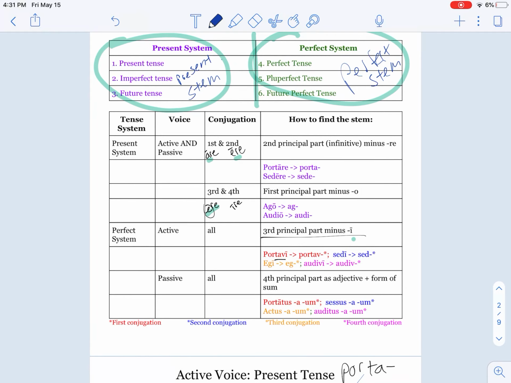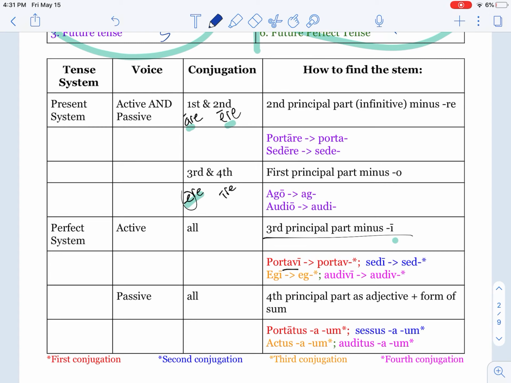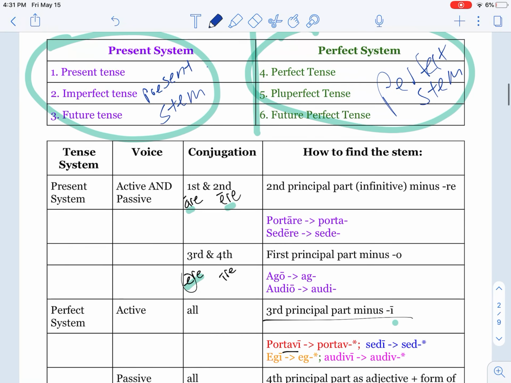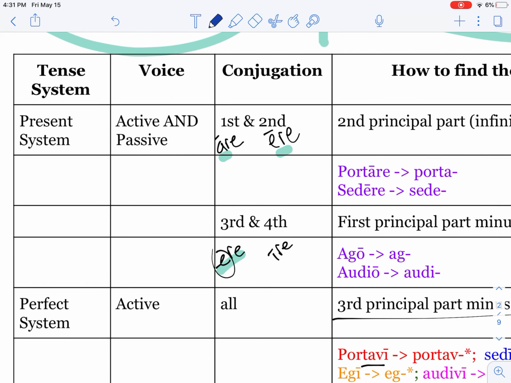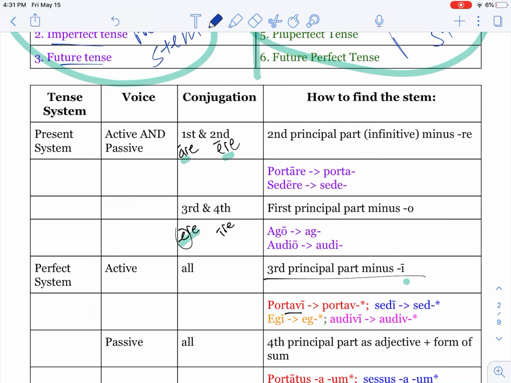So when we're talking about how to find the stem of a verb, no matter what tense you're trying to form, you're going to start with a stem, and you're going to add endings. Everything's in the verb ending, so that's an important point to remember. To find the present stem, you have to decide which conjugation a verb is. If you're going to try to form the present, the imperfect, or the future tense, you need to have the present stem. And so I need to know if my verb is first, second, third, or fourth conjugation.